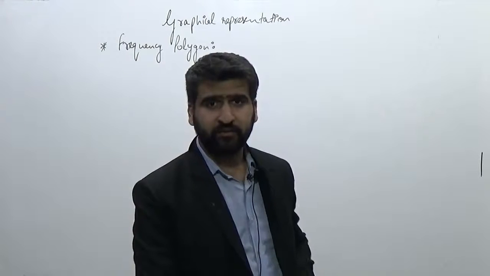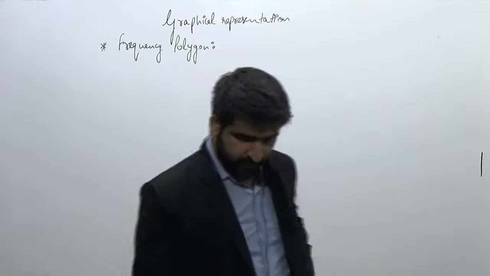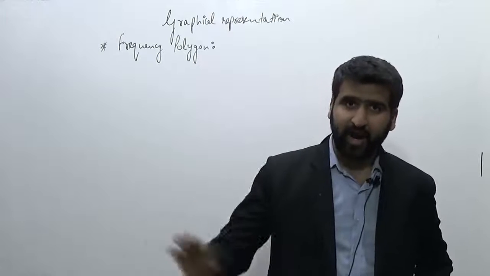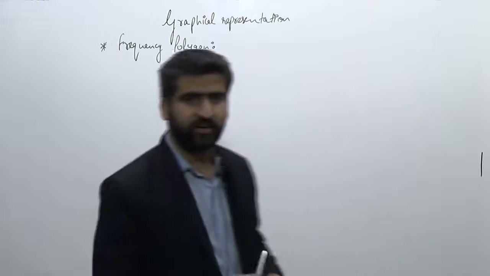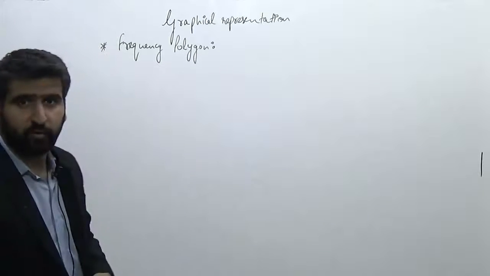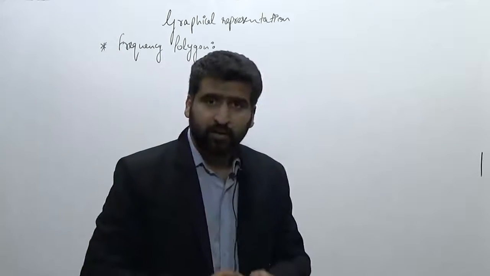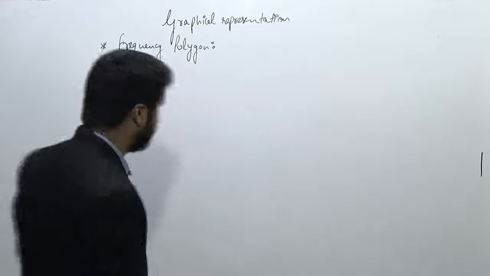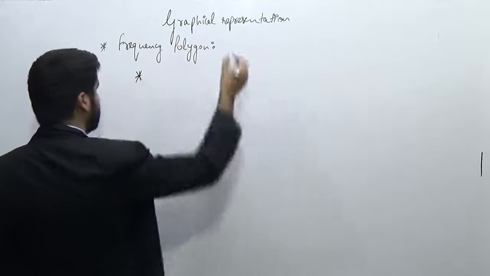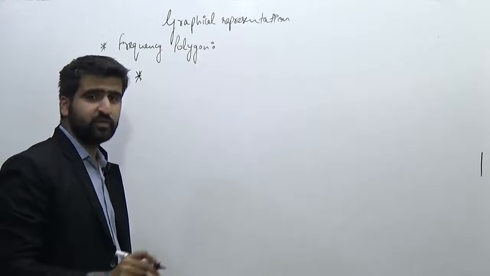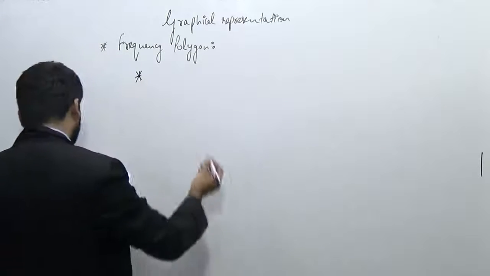Two other ways of plotting data are the frequency polygon and the pie chart. In the previous video we discussed bar graphs and histograms. Now we'll discuss frequency polygons as well as histograms. So what are the steps of making a frequency polygon? I already told you the definition of frequency polygon. I will now write the steps.